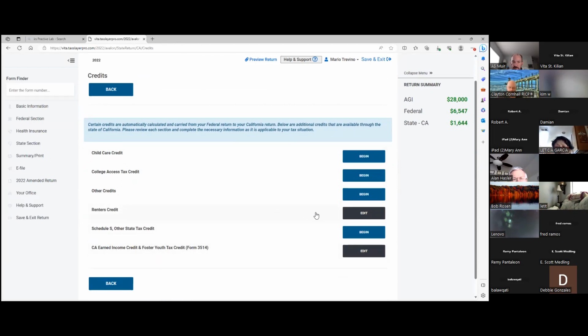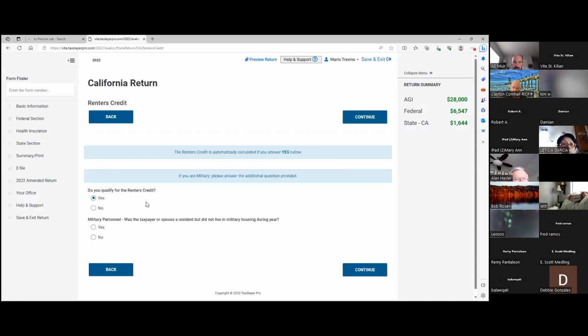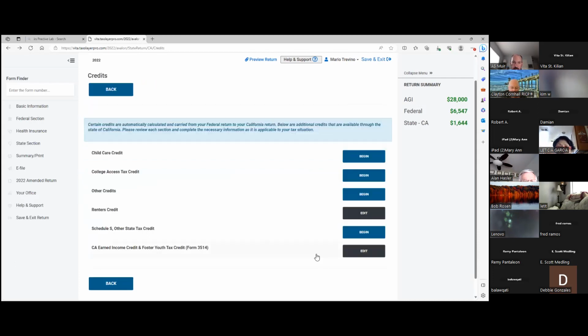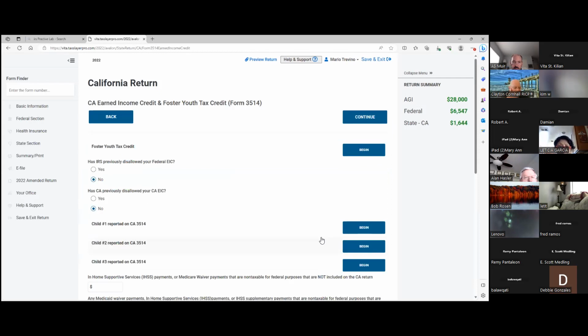So let's go ahead and start off with the renter's credit for California. And it says right here, do you qualify? This is that non-refundable credit, $60 for a single person, $120 for a married couple. Okay, we're going to hit that. And then we've got another one we're going to attend to, in this case, EITC and foster youth. So these are the various questions.